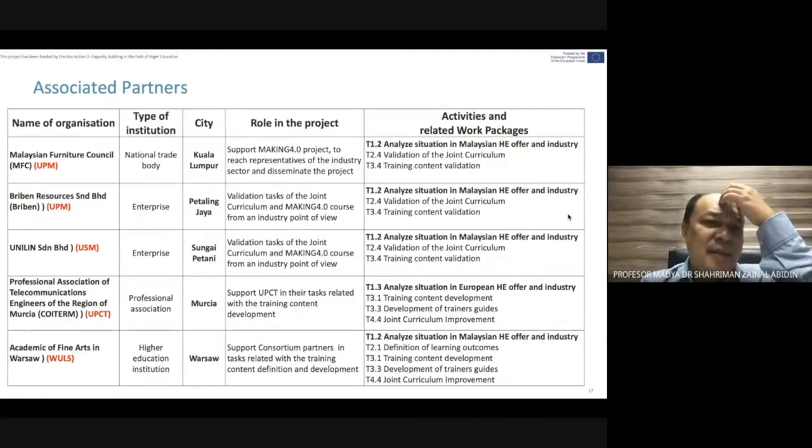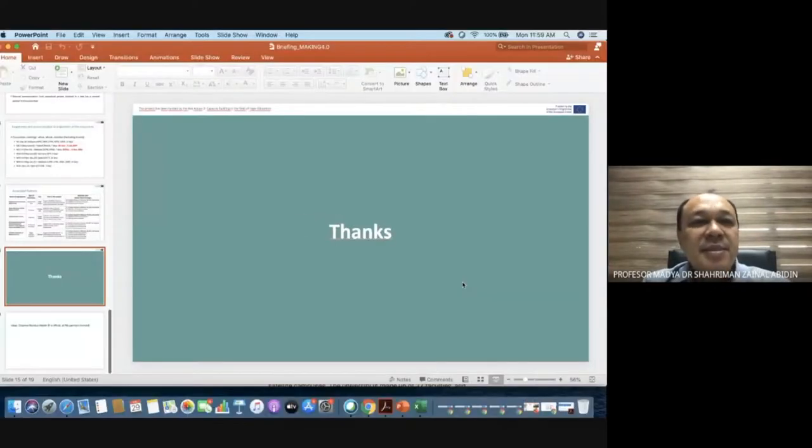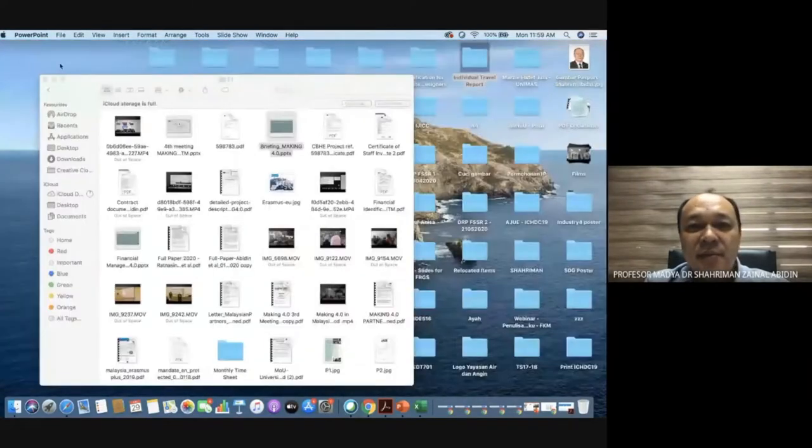And then associated partners, we need to provide them. Associate partners are important when we reach the stage where we need to develop, analyze, or validate, to verify our training contents. So a number of industries are on recommendation, like MFC and Brisbane, which UPM proposed, Unilin in Penang which USM proposed, a group in Spain, and in Wales the Academy of Fine Art. So they will verify our project. Okay, I think the last one, which is quite important, is the financial.